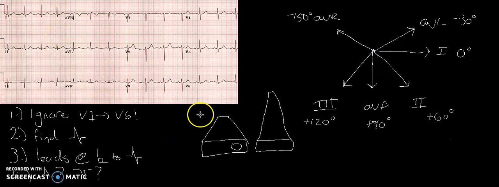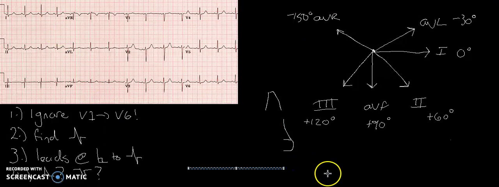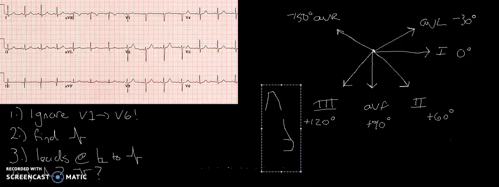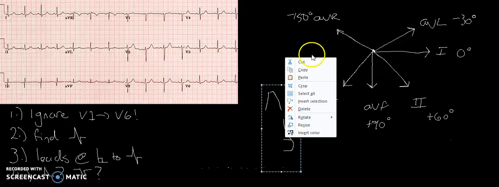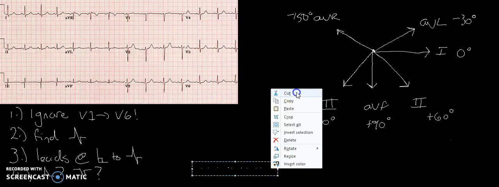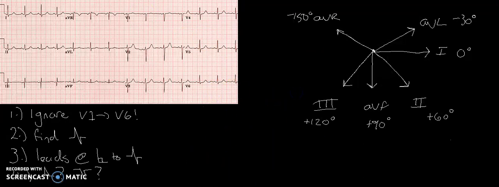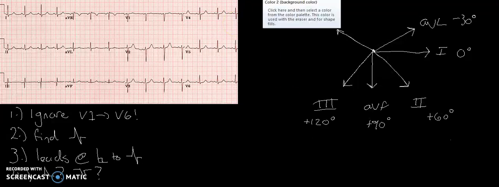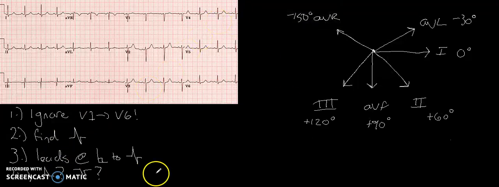Now you're thinking to yourself, that's all well and good, but you've told me to look for one that is isoelectric. So why have you told me to look for one that's isoelectric? Well, I told you to look for one that is isoelectric because, using our train analogy, it means that the wave of depolarization is going neither towards nor away from that lead. So if it's going neither towards nor away from that lead, it's got to be at 90 degrees to that lead.